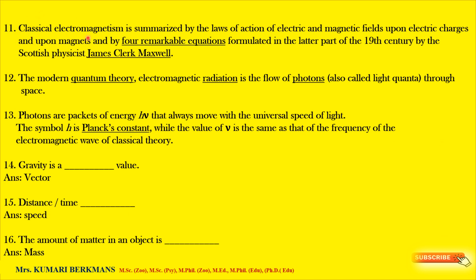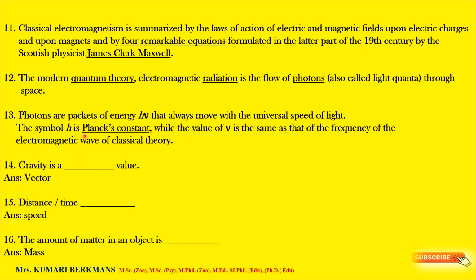11th point, classical electromagnetism is summarized by the laws of action of electric and magnetic fields upon electric charges and upon magnets, and by four remarkable equations formulated in the later part of the 19th century by the Scottish physicist James Clerk Maxwell. 12th one, in the modern quantum theory, electromagnetic radiation is the flow of photons, also called light quanta, through space. 13th point is, photons are packets of energy hν that always move with the universal speed of light.